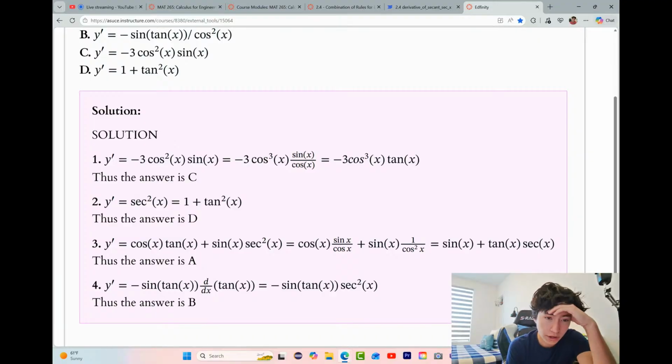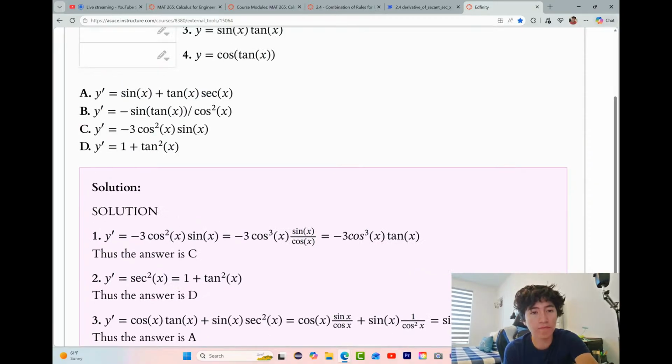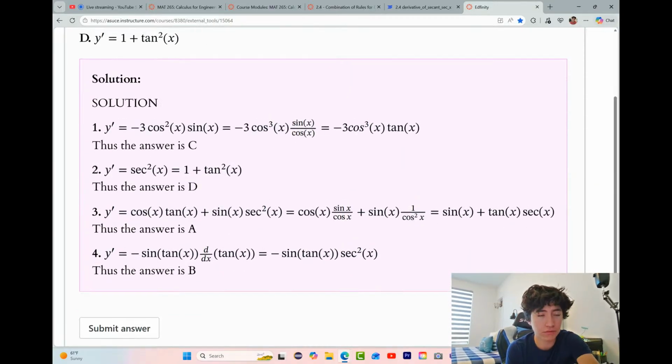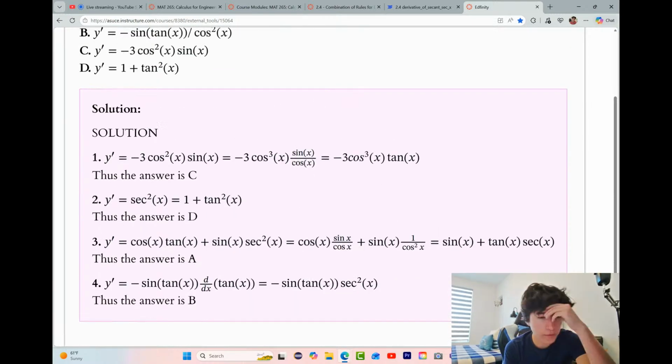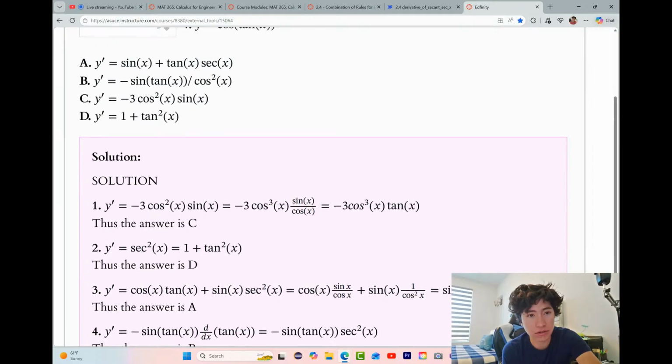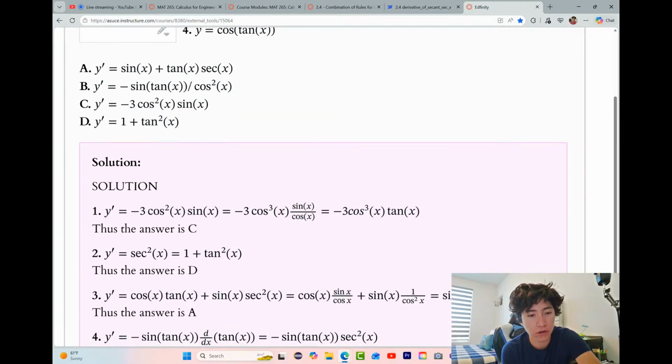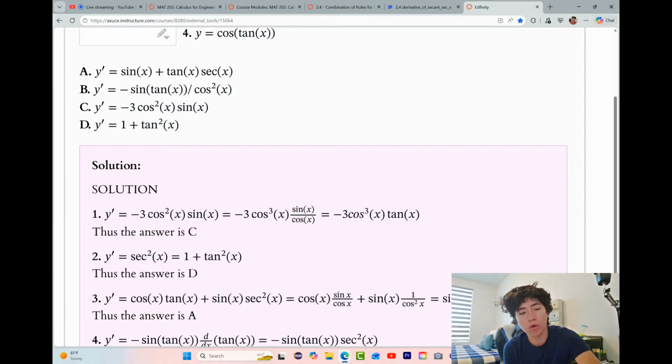Yep, I see it. Okay, and then we have 1 plus, oh, hold on. Then we have cosine of tangent of x. What do we do there? So we did negative sine of x of derivative of tangent of x. Okay, first of all, what rule do we apply here? Chain rule? Cosine, yeah, a chain rule, I think it looks like.